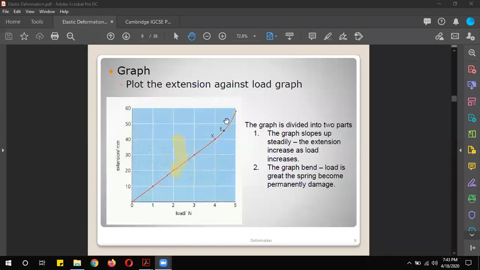Now, here is a graph. In this graph, we can say that this is the elastic limit. Till the elastic limit, we can see that it is a straight line. With every 1 Newton, Hooke's law is obeyed because it is in the elastic limit.